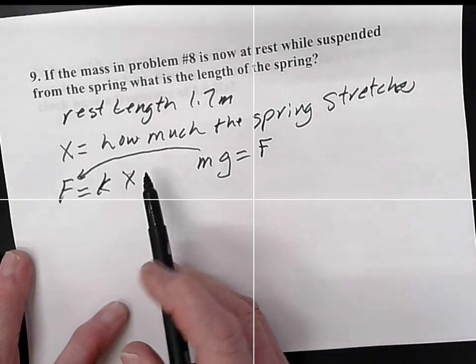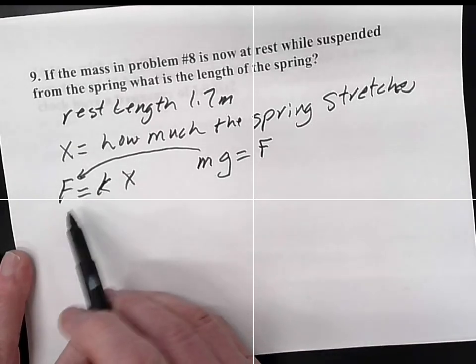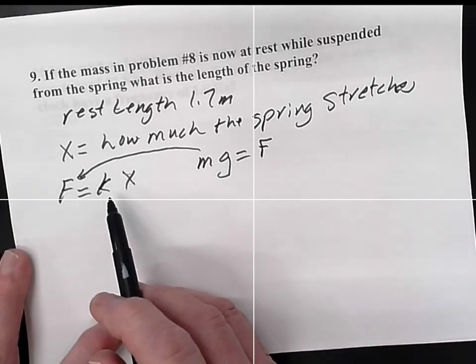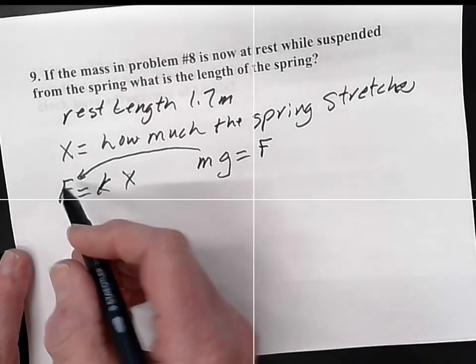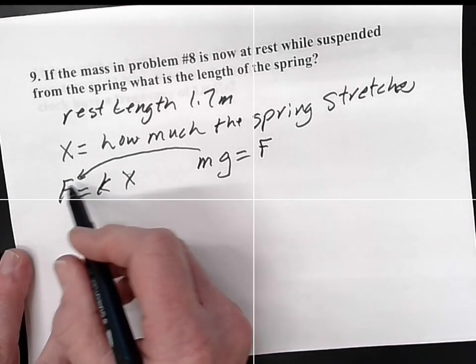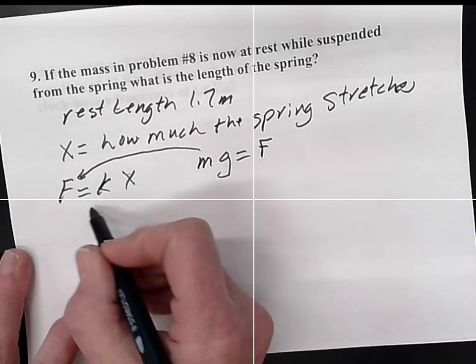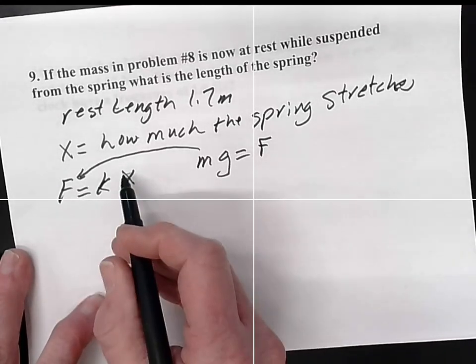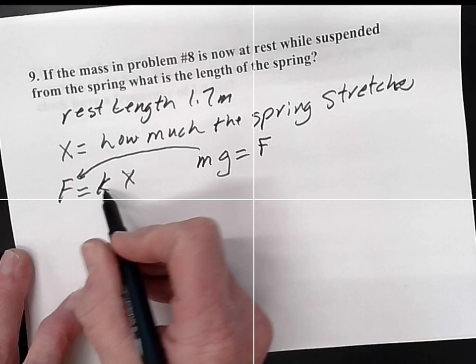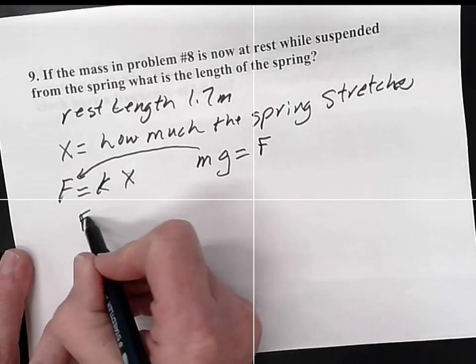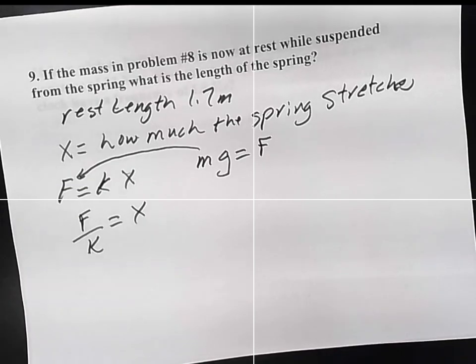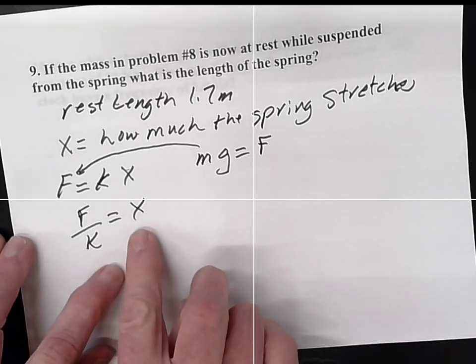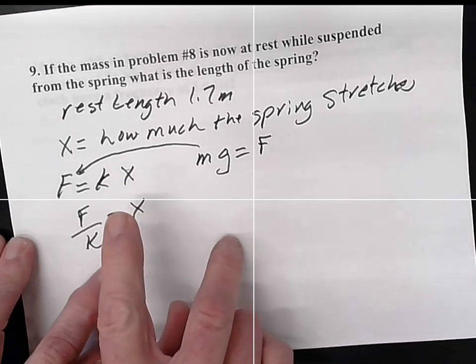You also have k, because that was shown to you in number 8. It said that the spring constant was 650 newtons per meter. So if you have the F and you have the k, then you ought to be able to solve for the x. And so you're going to rearrange this a little bit. You say something like F over k is equal to x, and then you should be able to find what x is.